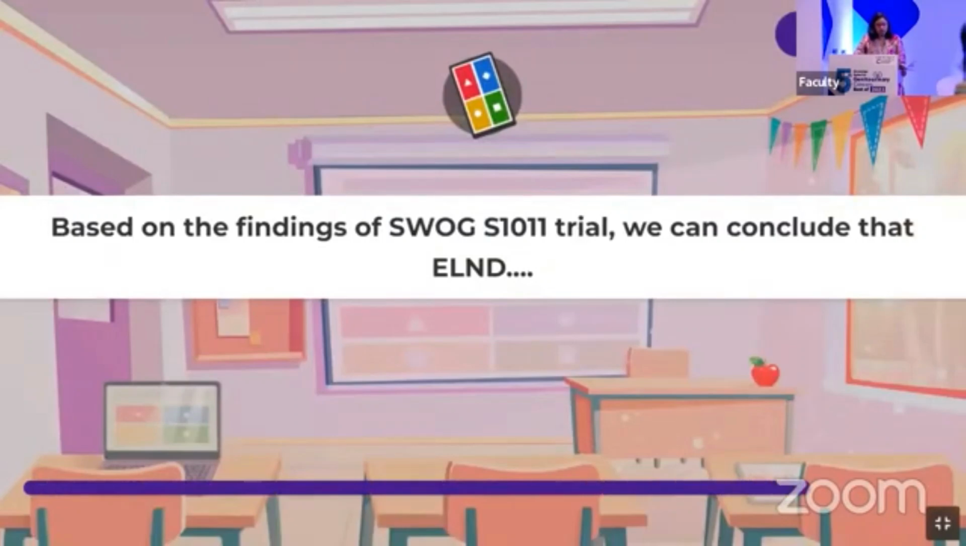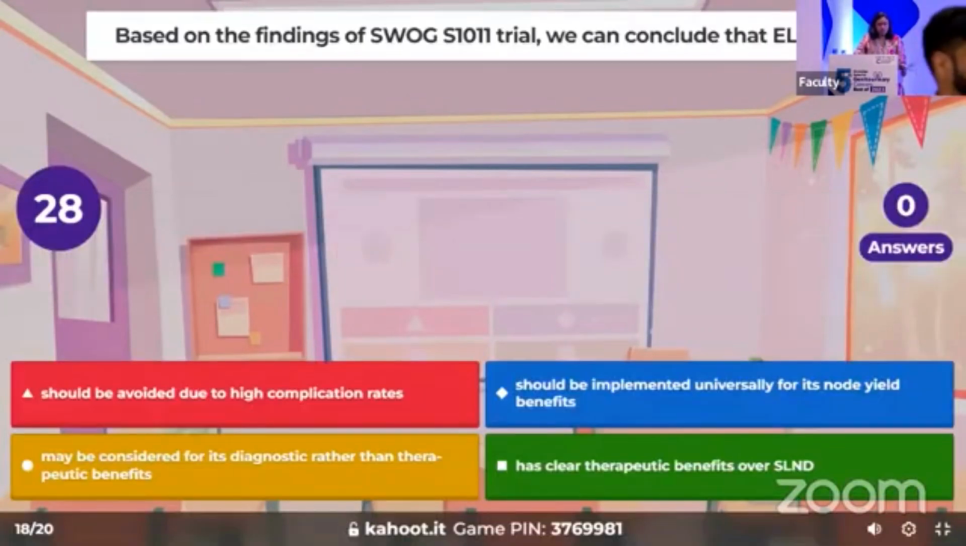So based on the same trial, what do we conclude? Based on the findings of the SWOG S1011 trial, we can conclude that either A, ELND should be avoided due to high complication rates. The second option, ELND should be implemented universally for its node yield benefits. Third option, ELND may be considered for its diagnostic rather than therapeutic benefits. And the fourth option is that ELND has a clear therapeutic benefit over SLND.